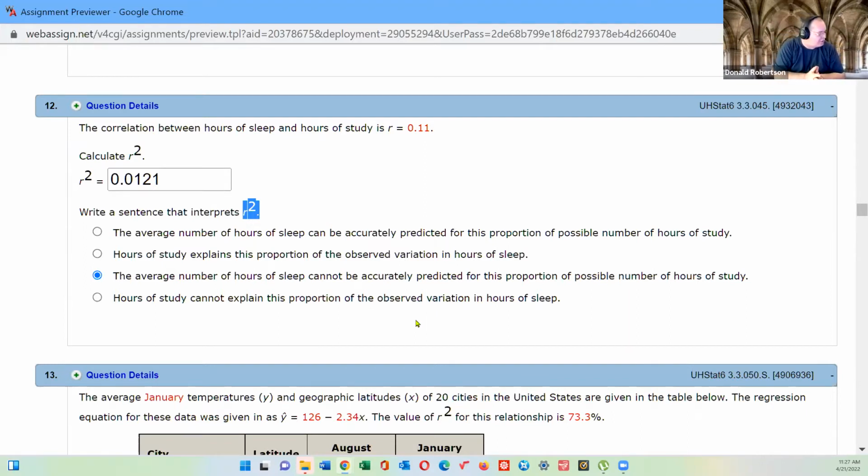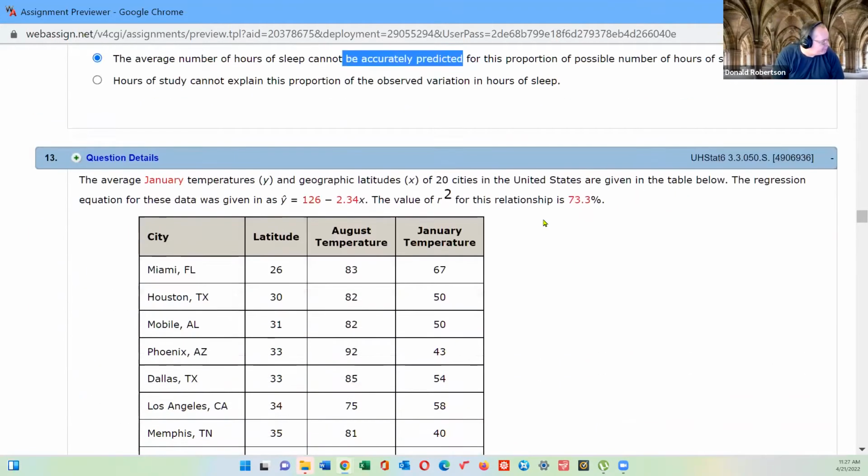If you see an R squared of essentially 1.21%, doesn't that mean that only 1% of the time are you even going to be near whatever the straight line is? Isn't the other 99% of the time it's unpredictable? So the average number of hours of sleep cannot be accurately predicted. That's why I chose that one.